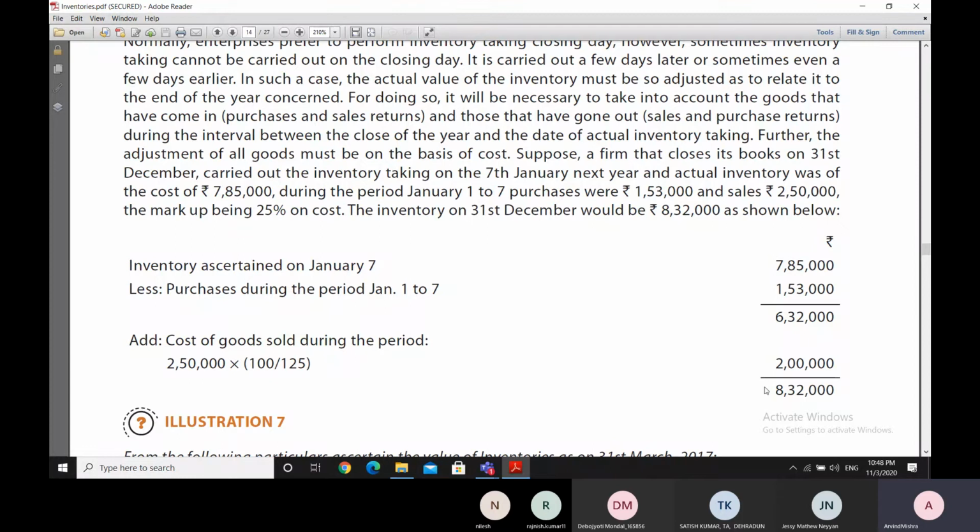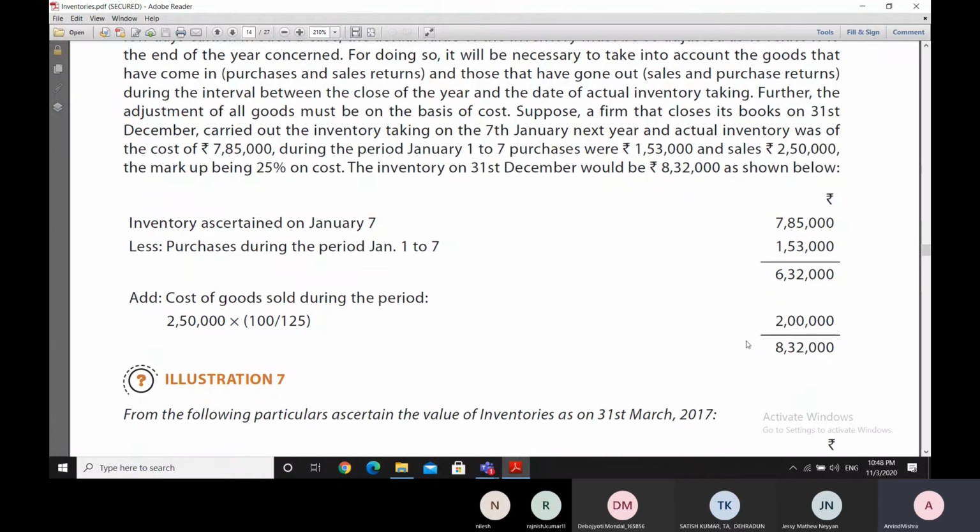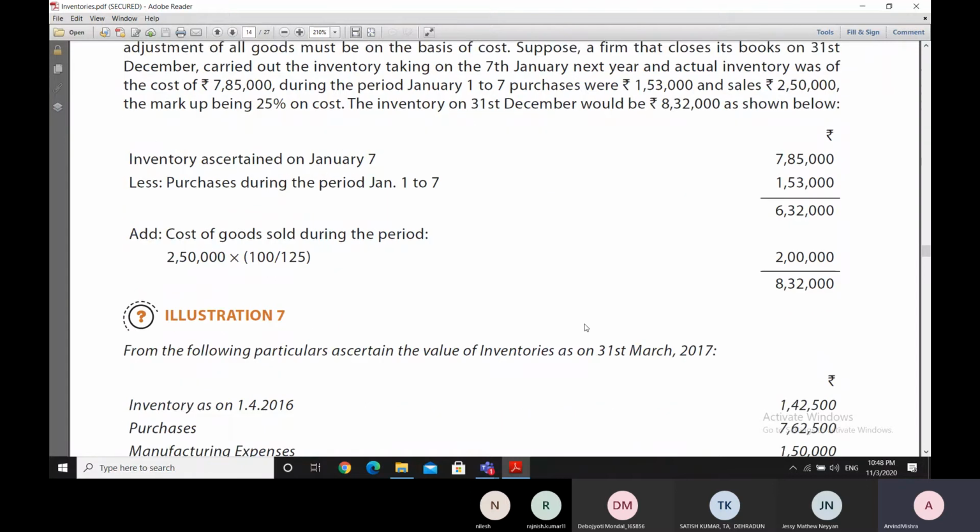And the cost of these goods is then added. First we reduce the purchases, then add the cost of the goods sold, and finally we get this value of 8,32,000, which is the closing inventory as at the end of the financial year, or at the end of the year that is followed by the concern.